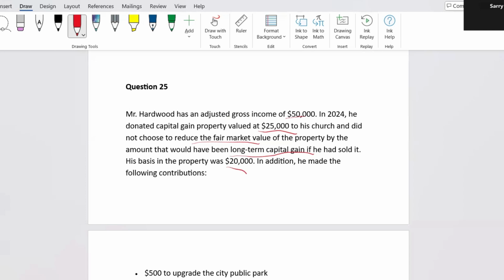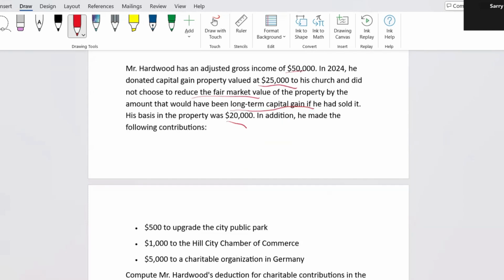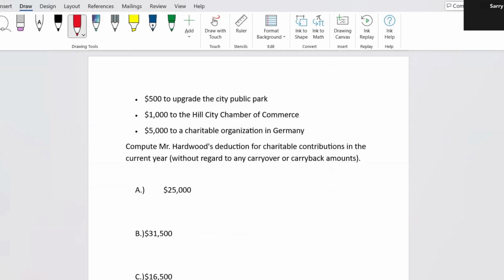In addition, he made the following contributions: $500 to upgrade the city park, $1,000 to the Chamber of Commerce, $5,000 to a charitable organization in Germany. So calculate the deduction for charitable contributions in the year without regard to carry over or carry back amounts.